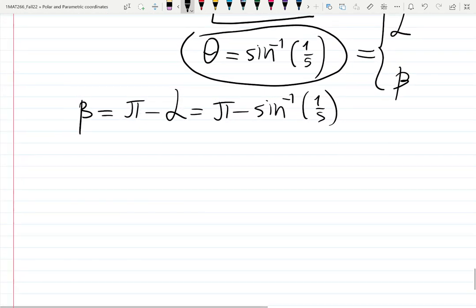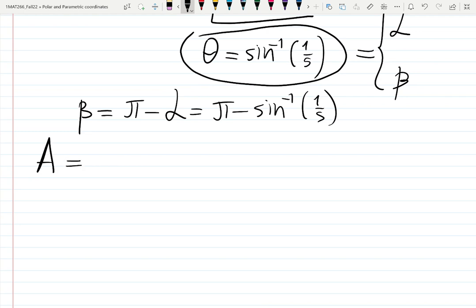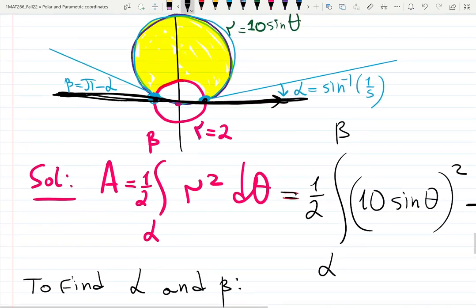Area is, don't forget 1/2 in front of the formula. That's the hard part. Don't lose the 1/2. The 1/2 in the formula comes from the definition of the sector. Integral from, which one goes first? Pi minus stuff or the original? Original. Remember, it's from alpha to beta. Whoever comes first in the picture goes first.